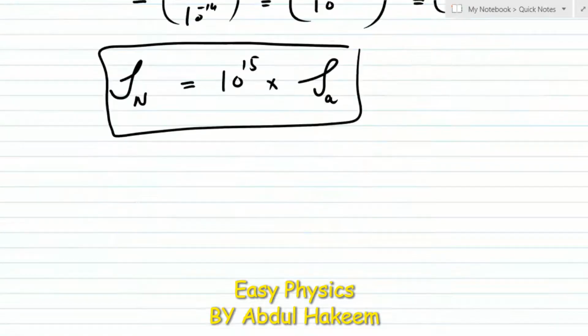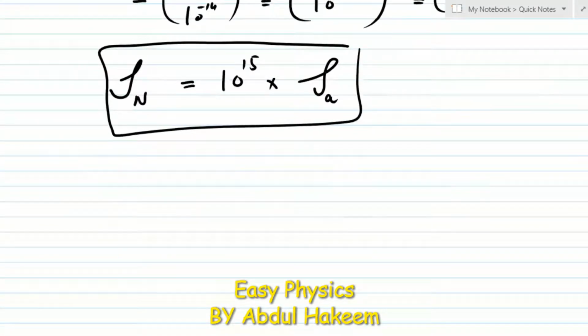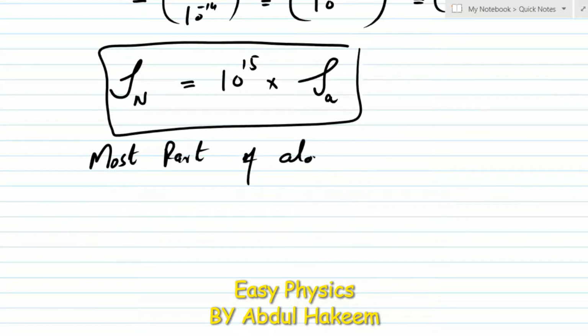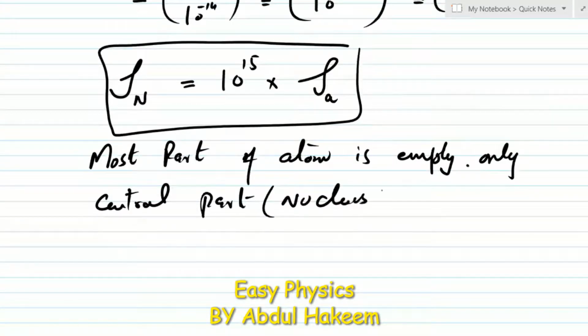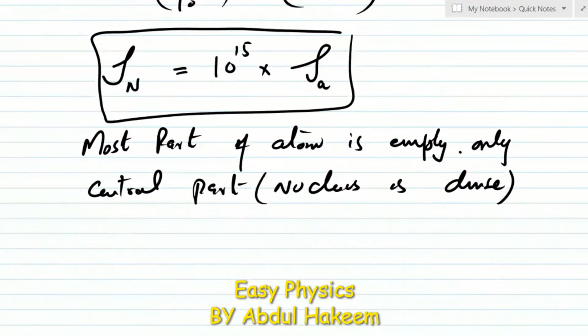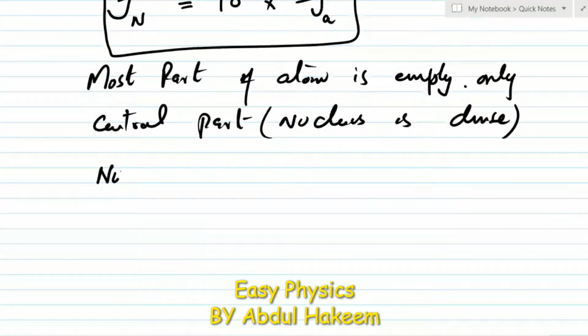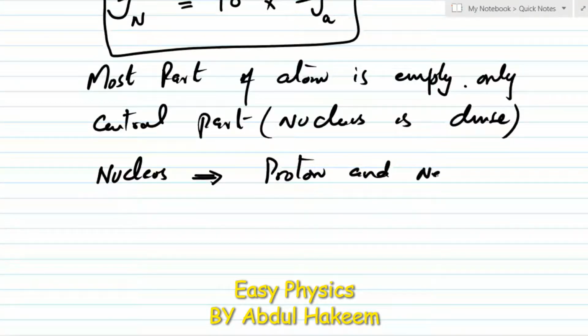Now, it shows that most part of the atom, most volume of the atom is empty. Only the central part, which is called the nucleus, is dense due to this ratio. Now, the central dense part, which is the nucleus, contains famous particles, protons and neutrons.